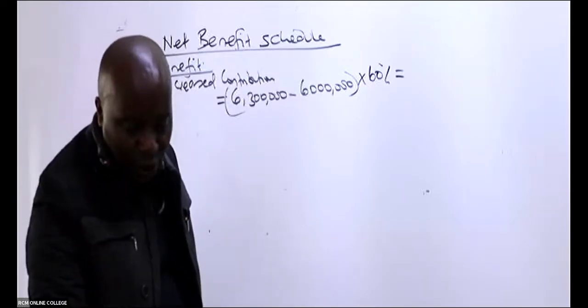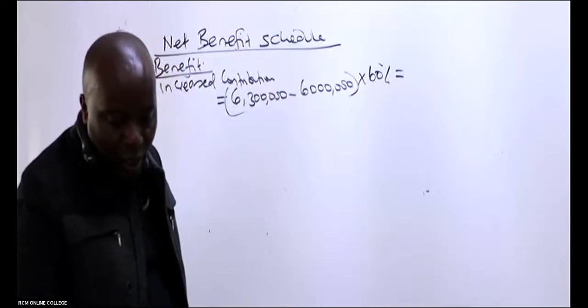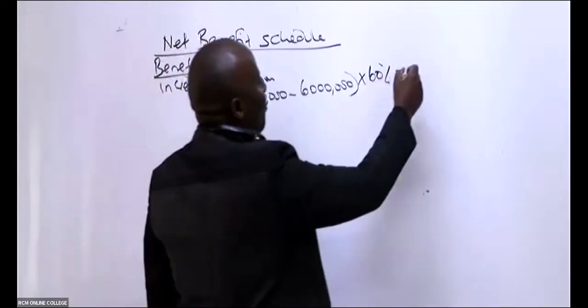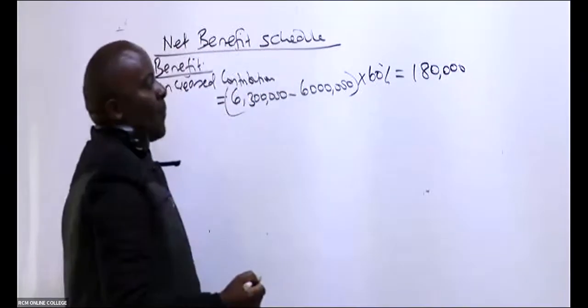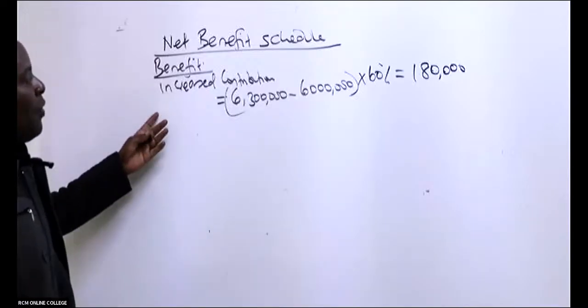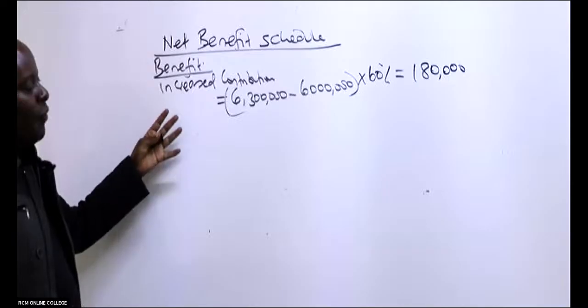Now they are no longer talking to me. I don't know why. They are no longer talking to me. 180,000. So in some questions, we normally have reduced bad debts. This question does not have bad debts.